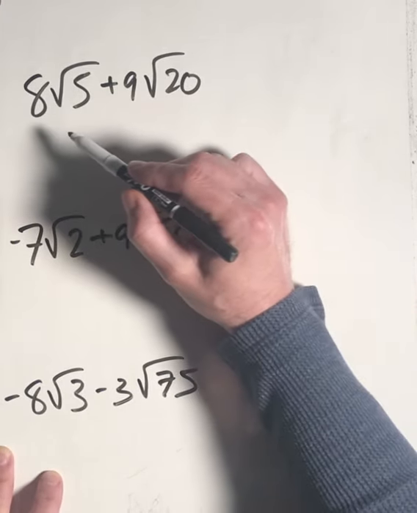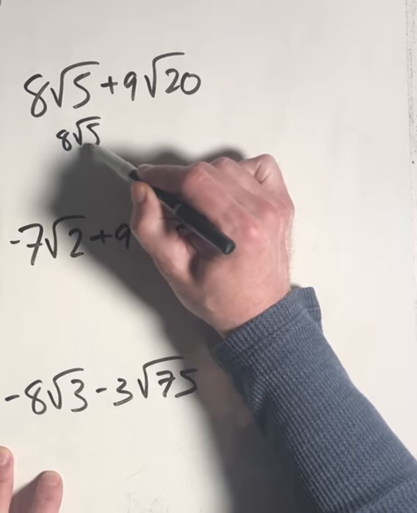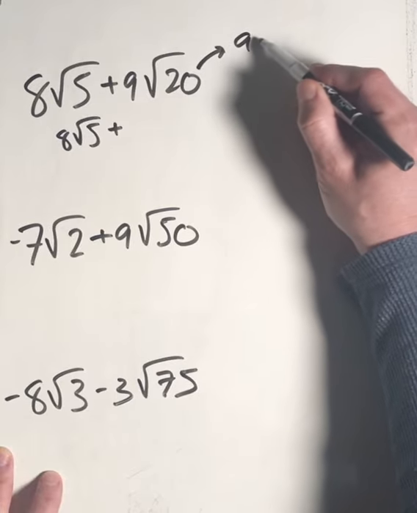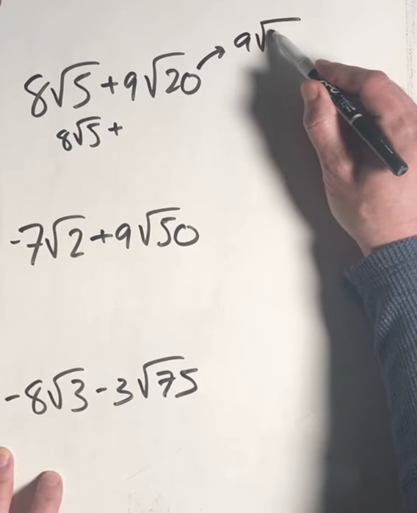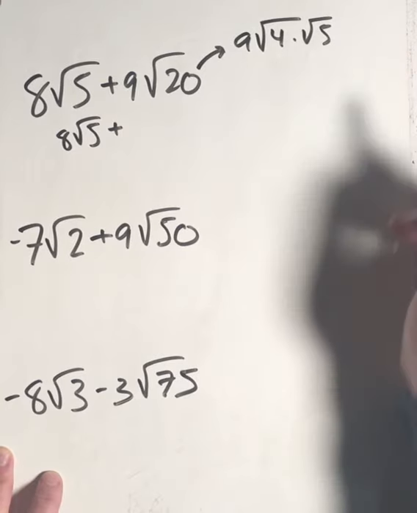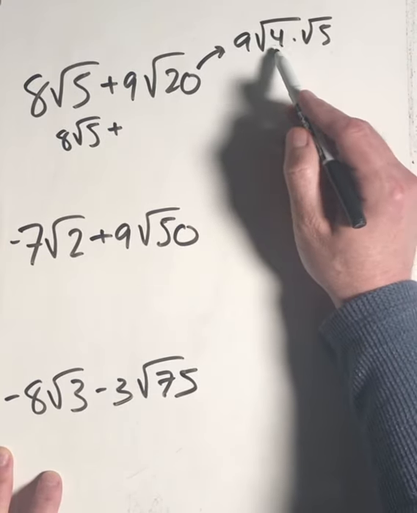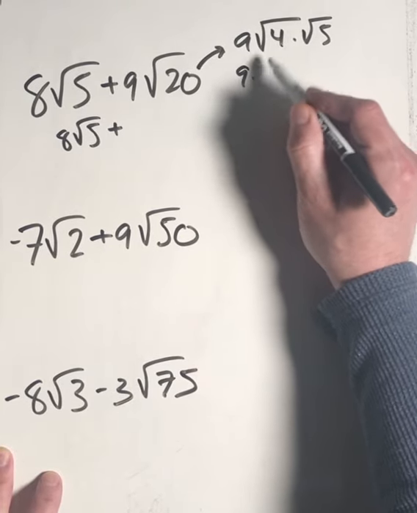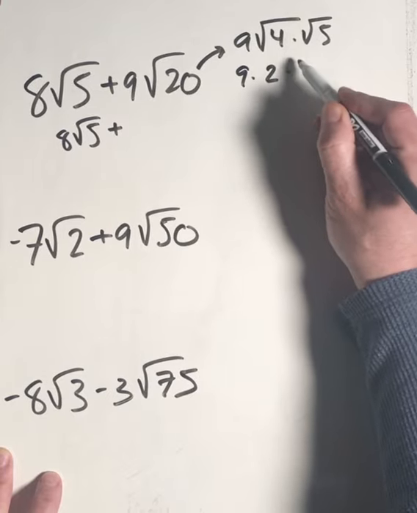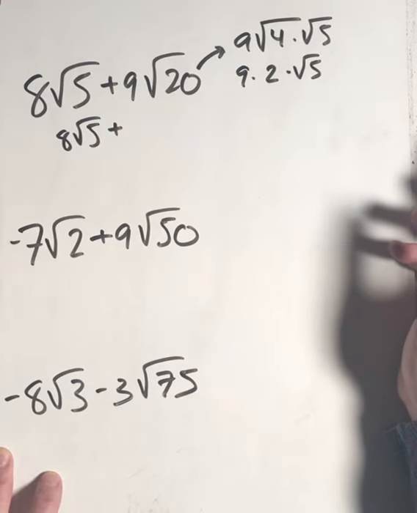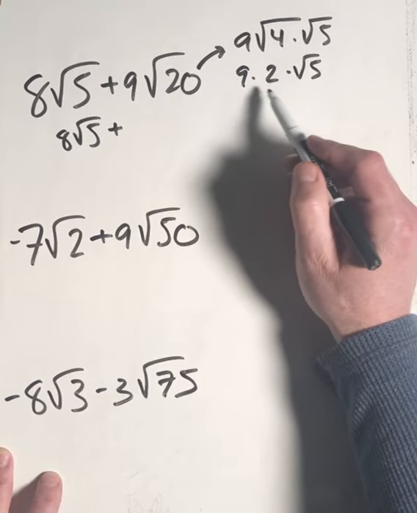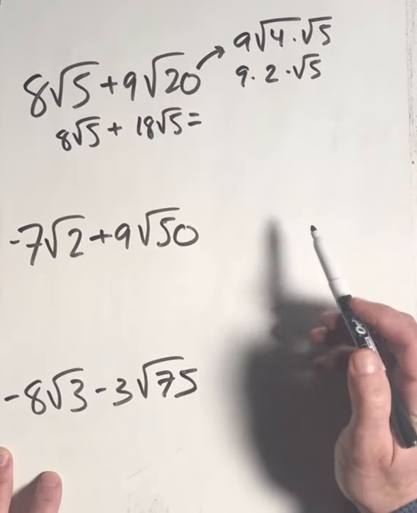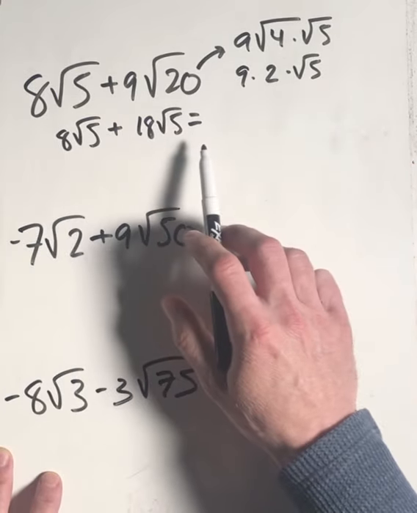8 radical 5, like we said, is simplified, so that's just going to remain the same. 9 radical 20. Well, if we look at 9 times the square root of 20, that's really 9 times the square root of 4 times the square root of 5. We listed the factors of 20 with perfect squares first. So this is really 9 times the square root of 4, which is 2, times the square root of 5. 9 times 2 is 18. So this is really 18 radical 5. So 8 radical 5 plus 18 radical 5.